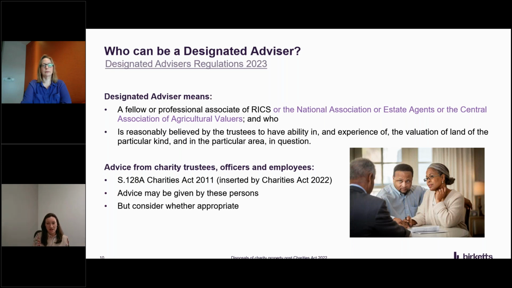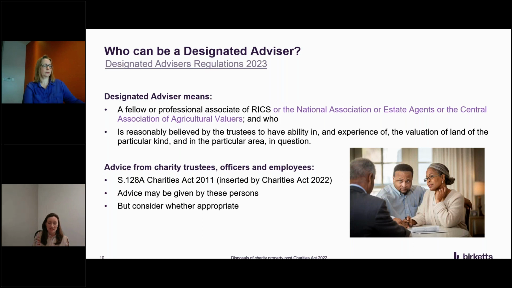So it can be, I've highlighted there in purple the change that's just come in. So it used to be a fellow or professional associate of RICS, and it's now that person or somebody from the National Association of Estate Agents or the Central Association of Agricultural Valuers. And it's also really important to make sure that the trustees appoint somebody appropriate, so somebody who they believe has the ability and experience to give a value of the particular land that you're dealing with and the transaction you're proposing to do. So if it's a residential sale, for example, think about who's experienced in that. If you're doing a complex strategic land matter, think about getting advice from somebody who regularly deals with strategic land matters.